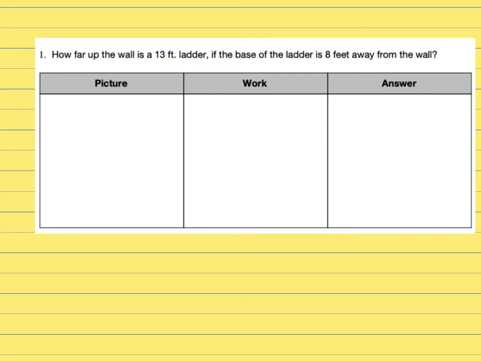So no matter what our situation is, we're trying to form a right triangle. So I'm going to draw in a right triangle. You can make yours going to the left or the right, it doesn't matter. And I'll put my right angle box in there. Okay, then the things we know: it says how far up the wall, so we don't know the measurement on the wall. We know that there's a 13-foot ladder, and then we know that the ladder is 8 feet away from the wall. So now I can go in and label the parts of the triangle that I know.